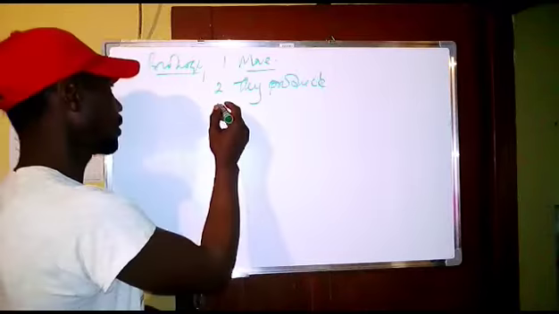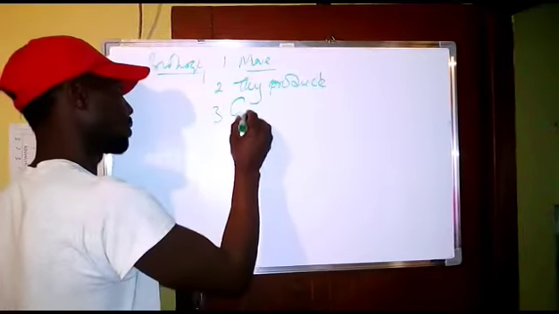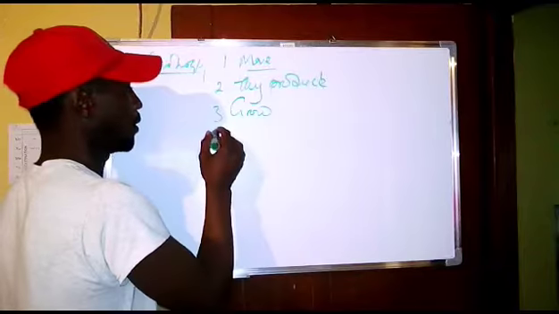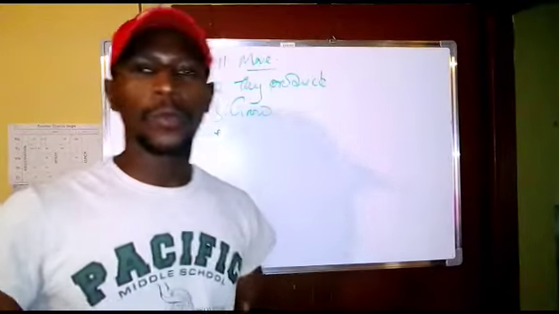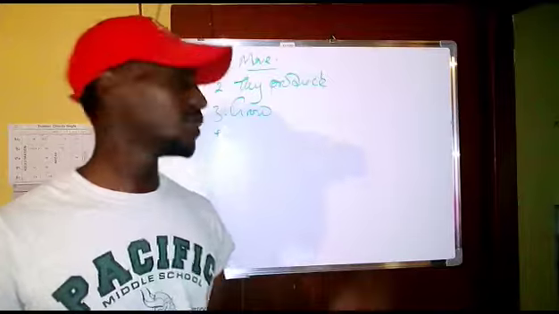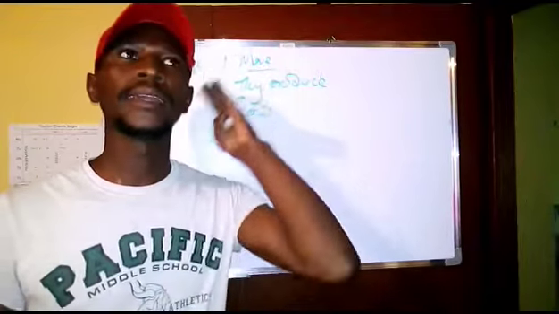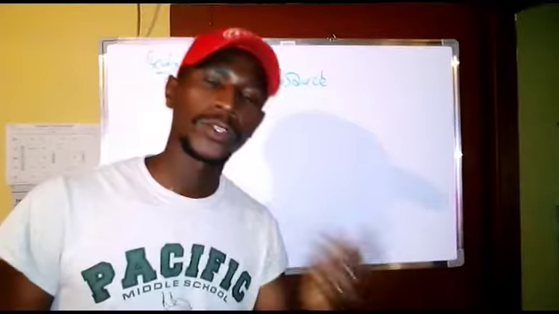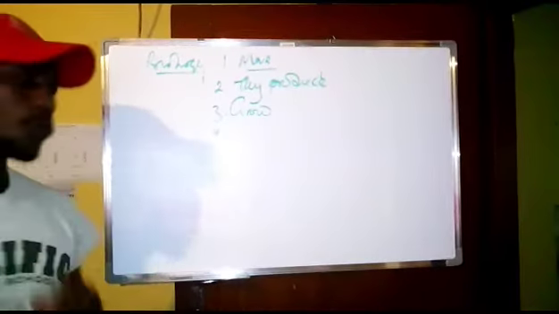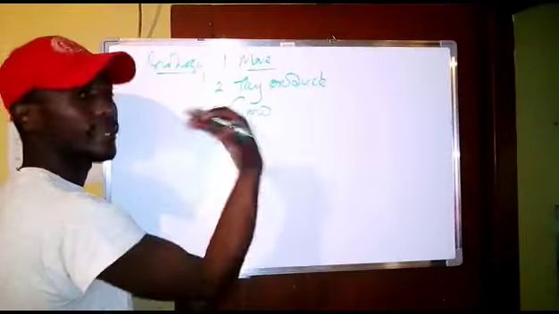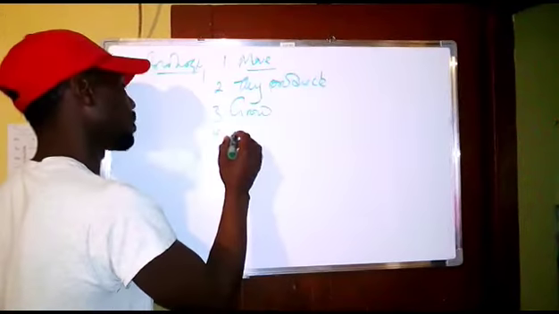Number 3 characteristic is that living things also grow. Living things are expected to grow. When something is not growing, then that simply means it's lacking one of the characteristics or one of the requirements for life. So living things are expected to grow. The fourth one is that living things, other than growing, reproducing, or moving, are also sensitive.